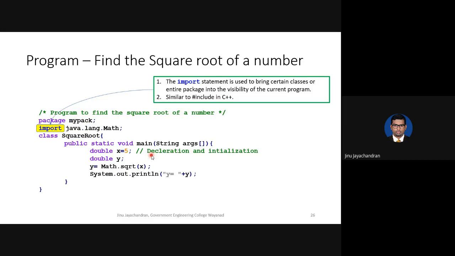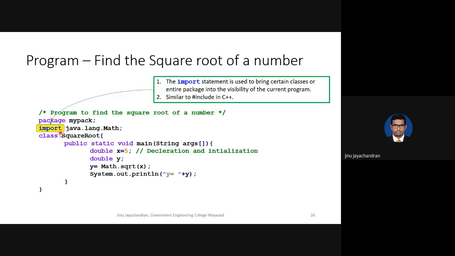Now, if you want to find the square root of a number, then you need to have some access to the function called sqrt. And that sqrt is present in the package java.lang.math. Okay, so this you want to import. Import statement is needed to bring certain classes or an entire package into the visibility of the current program. You look at the current program. Let's say I want to use sqrt. So if I just do y is equal to sqrt of x, it will be an error. Instead, you import the package in which sqrt is defined.